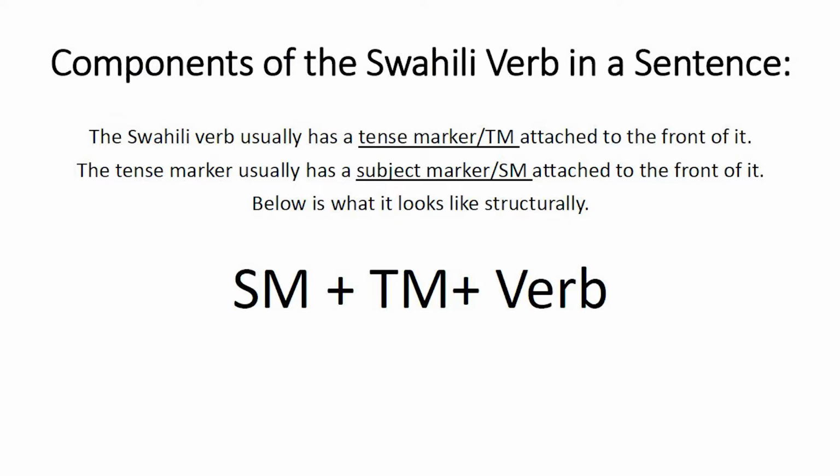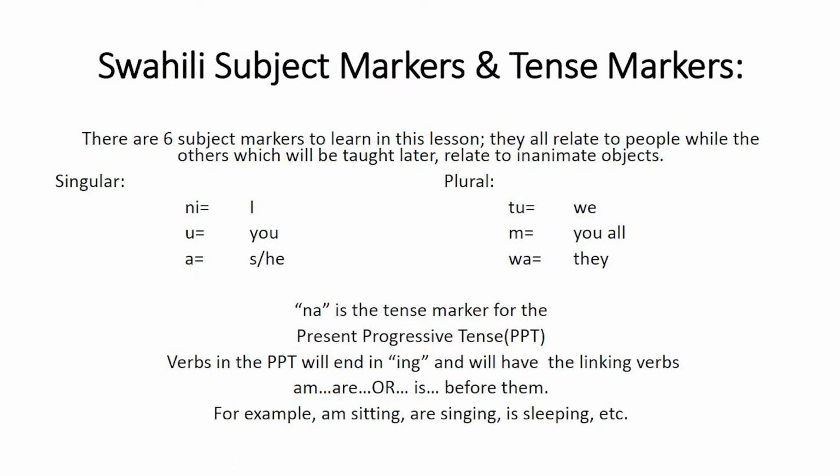The tense marker then has attached to it a subject marker, which is indicated by SM. And so here you have the verb to the extreme right, then to the left of the verb you have the tense marker, and then further left of the tense marker, you have the subject marker. So this is how the verb is constructed. So let's look at the subject marker and the tense marker a little bit more closely.